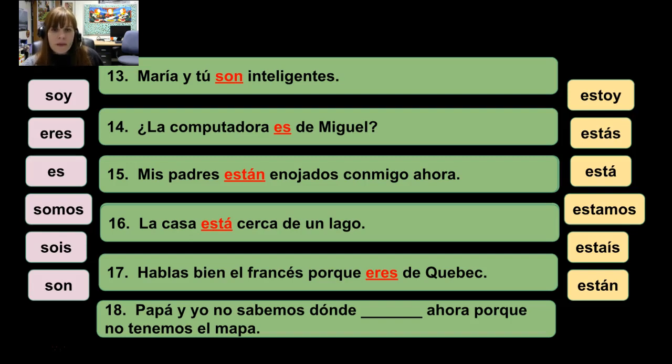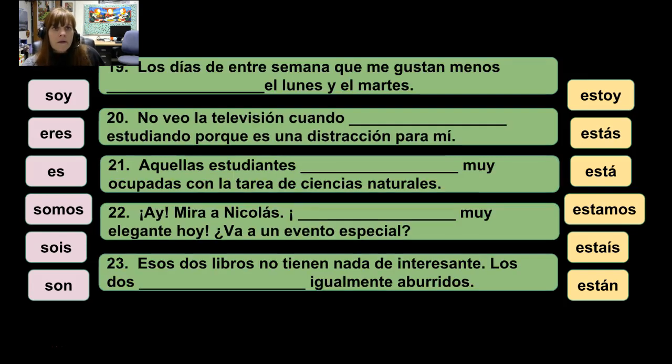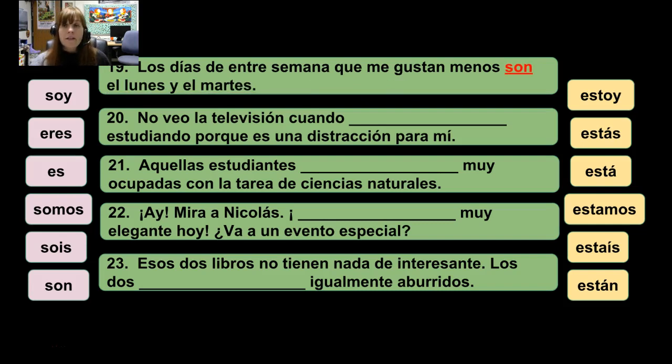Papá y yo no sabemos dónde estamos ahora porque no tenemos el mapa. We don't know where we are right now because we don't have a map. So you're talking about location. Los días de entre semana que me gustan menos son el lunes y el martes. The days of the week that I like least are Monday and Tuesday. And so days of the week are days of the week, so that's why you use son.